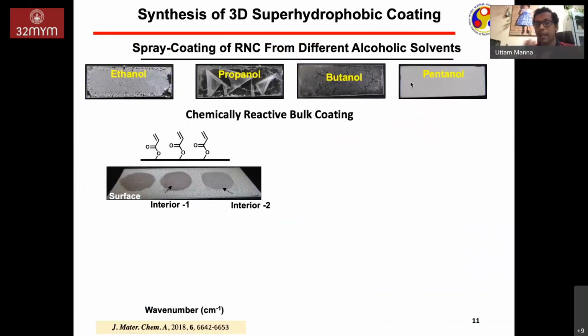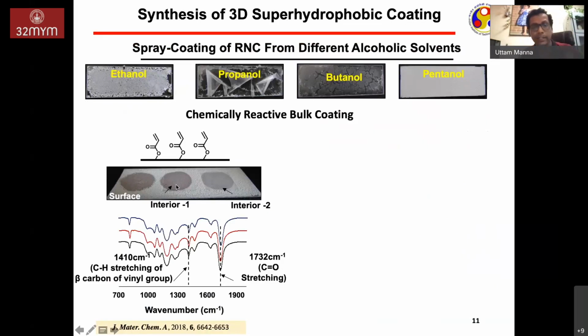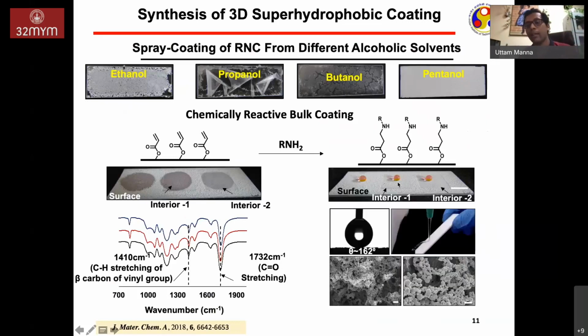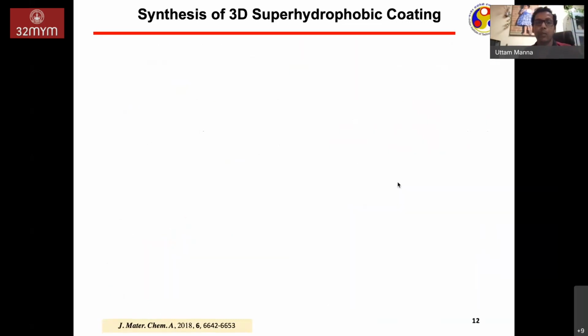So the coating is almost 500 micrometers thick, and you can selectively or precisely take out some of the top portion of the coating. And if you see carefully, this is a different depth, a different depth that you got through physical abrasions of these coatings. And we've characterized that irrespective of the depth of the coating, they remain chemically reactive because of these residual acrylate groups. And when you modify further with selected alkyl amine, you can make them superhydrophobic. Whether in the top or underneath in the interior, it all gives superhydrophobicity, displaying extreme water repellency.